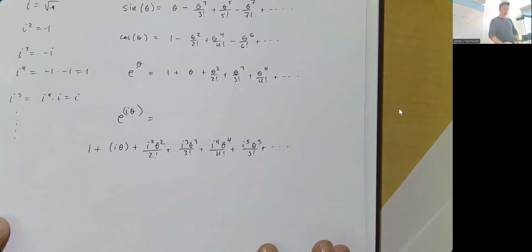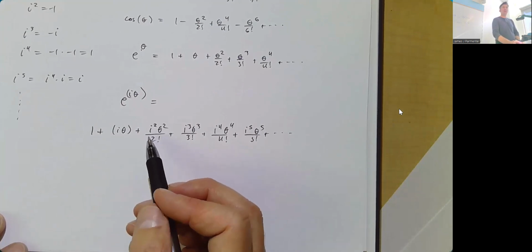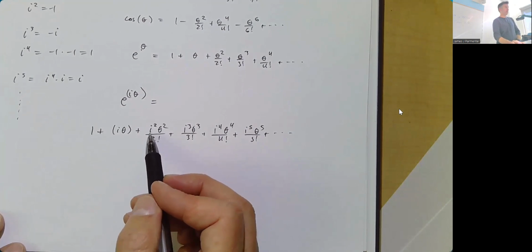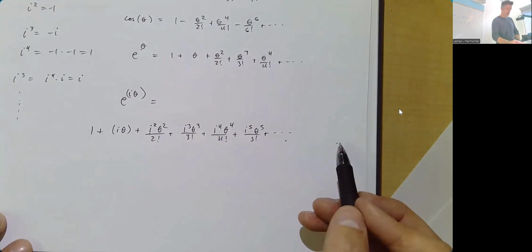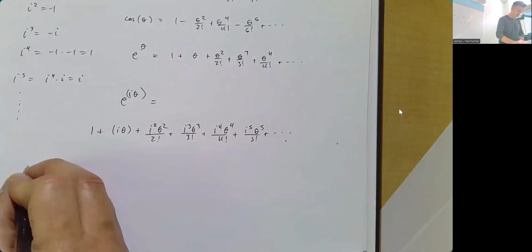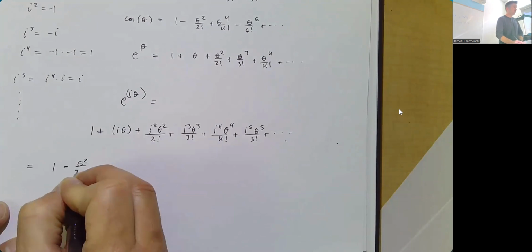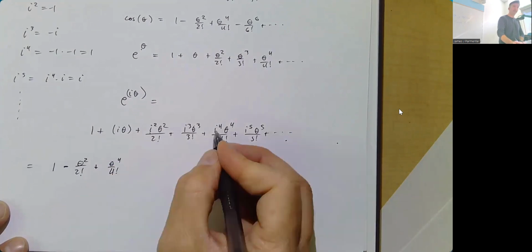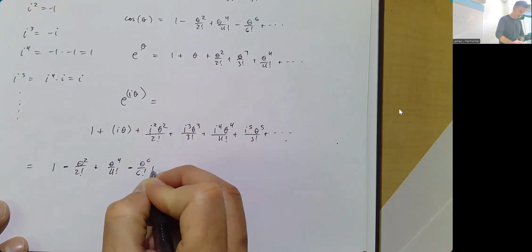Okay, but now look, all of the terms that have an i to an even power are not going to be imaginary. i squared is -1. i to the 4th is +1. i to the 6th is -1. i to the 8th is positive. So I'm going to break that up as 1 minus theta squared over 2 factorial plus theta to the 4th over 4 factorial, because i to the 4th is positive, minus theta to the 6th over 6 factorial, and so on and so on and so on.